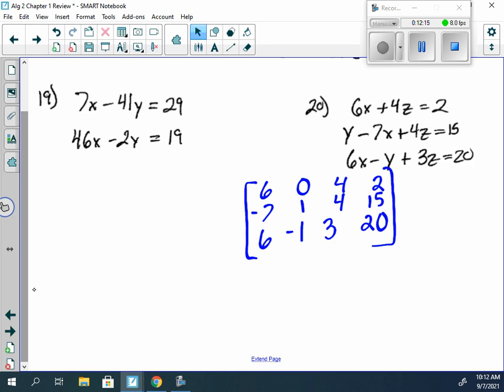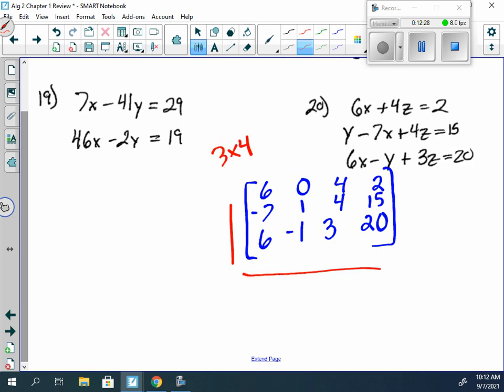Do you have any questions about writing the augmented matrix? What's the dimensions? 3 rows, 4 columns, so it is a 3 by 4. And that's it. This problem here is worth 8 points.